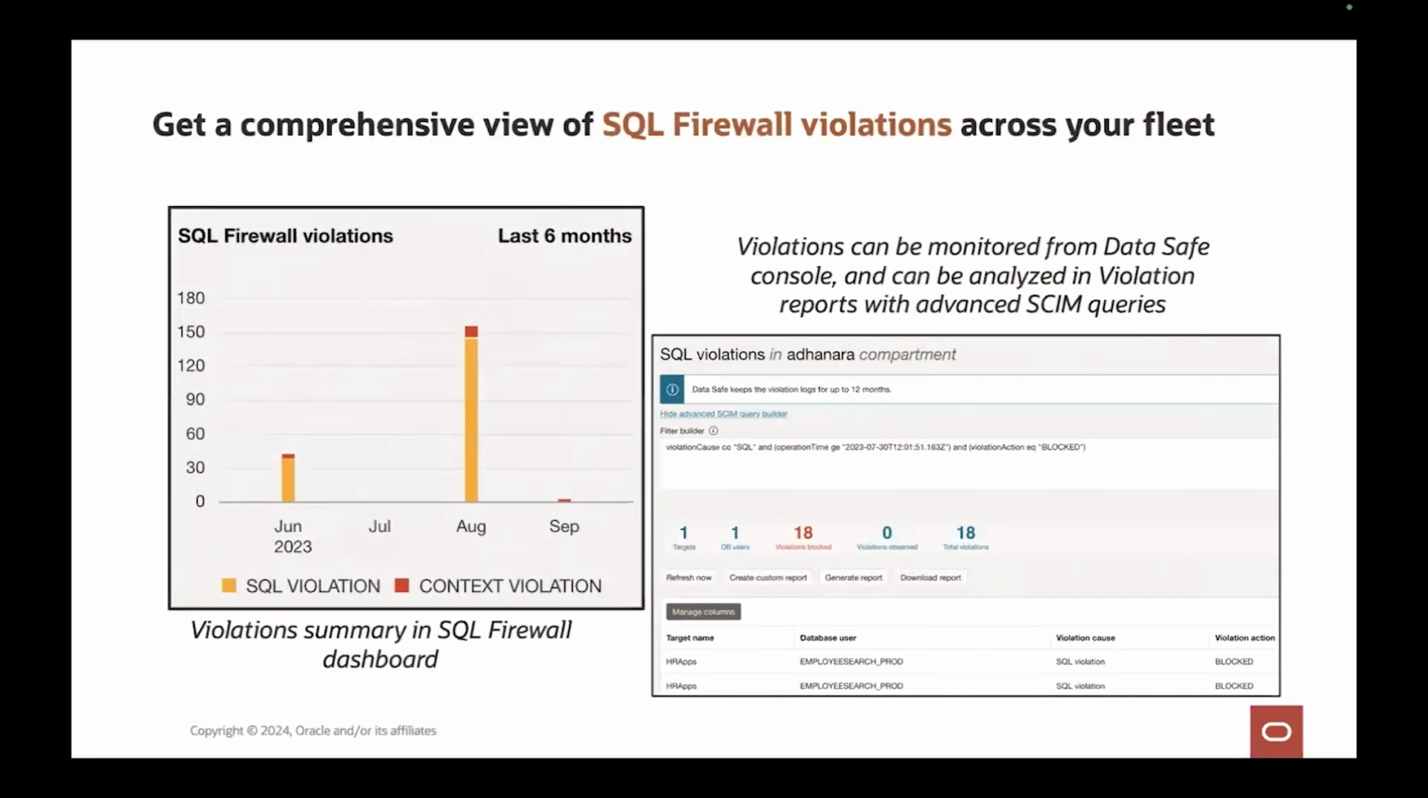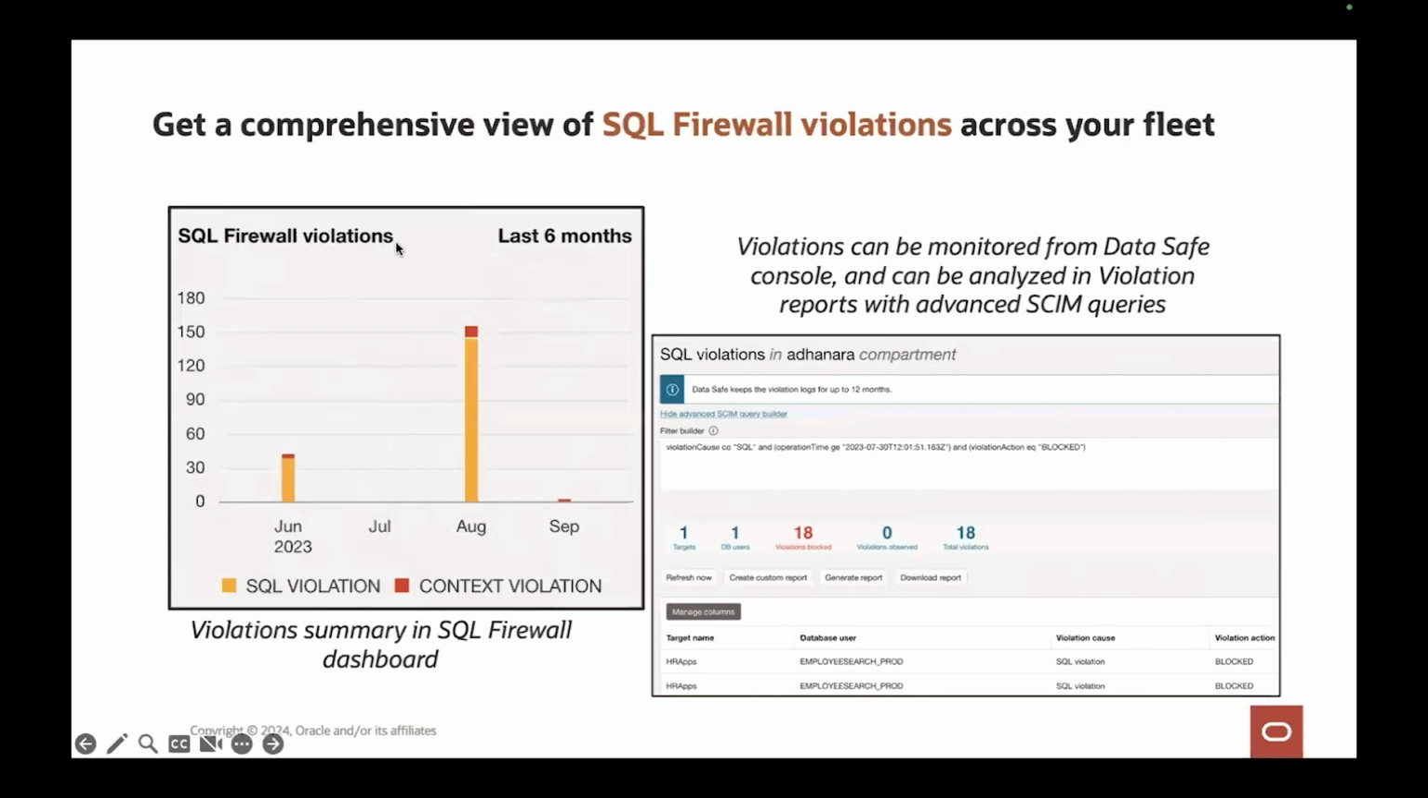Now, apart from just the collection piece, once these policies are enforced in the database, it looks at the incoming SQL traffic and matches against what is my allowed baseline in the policy. If there is any mismatch, that's a violation event. Now that will be collected by Data Safe automatically. You don't have to do anything. It will be collected and stored in the Data Safe repository. It will be surfaced in the UI as charts.